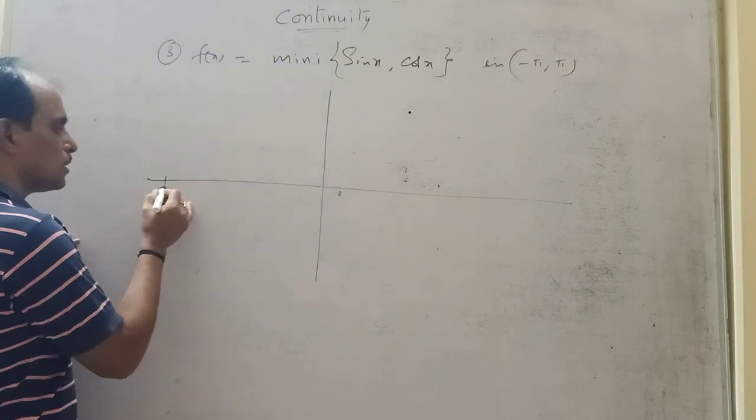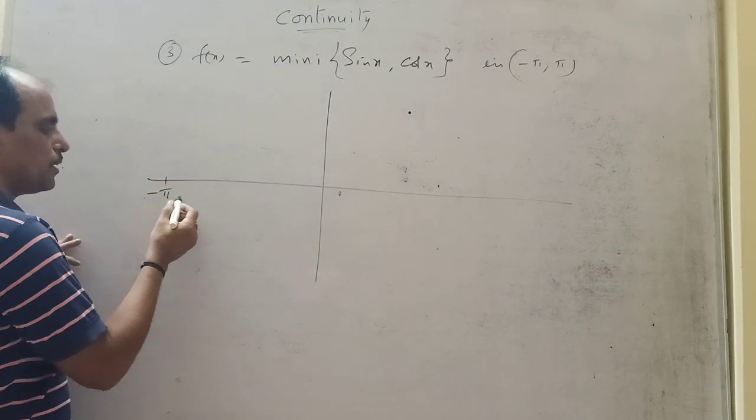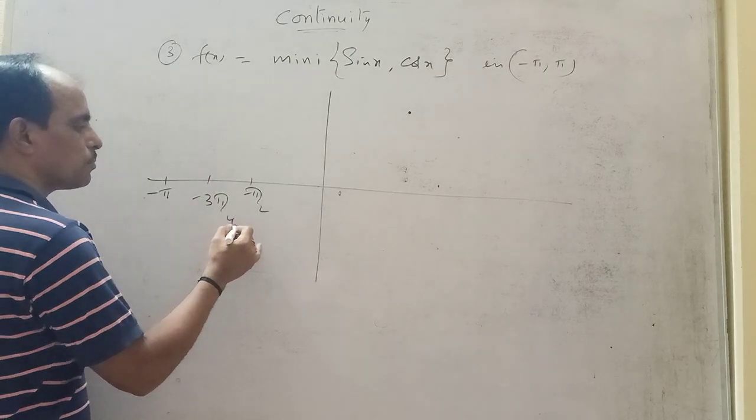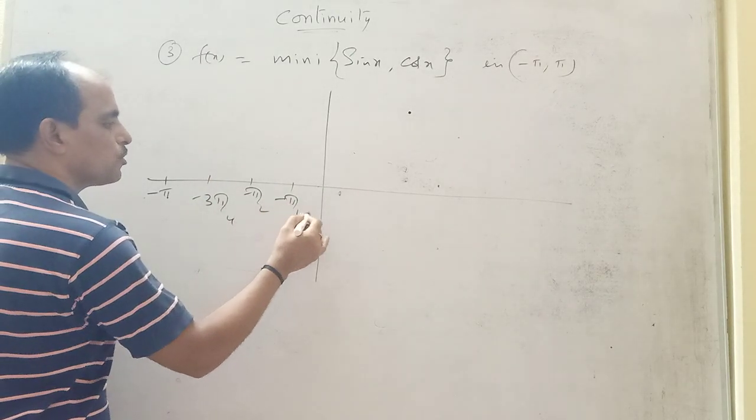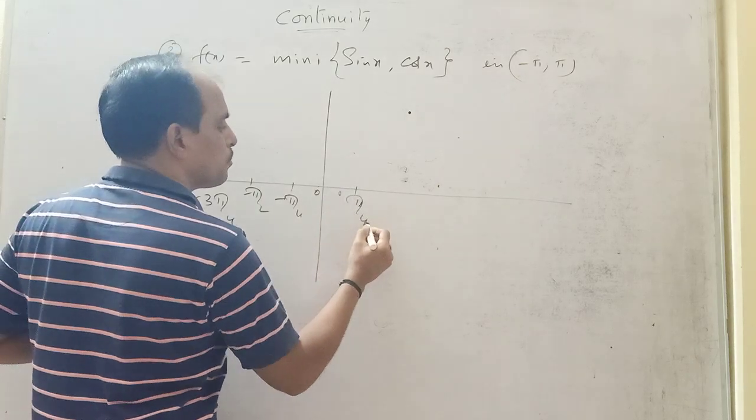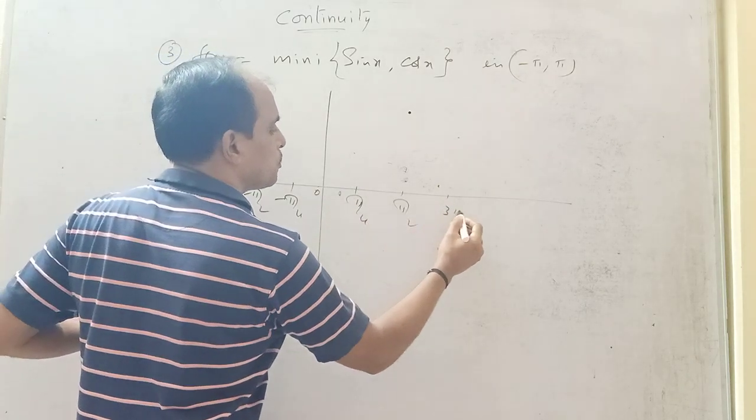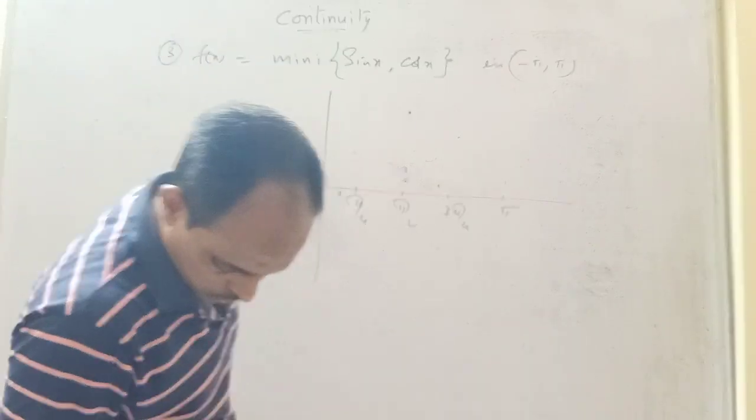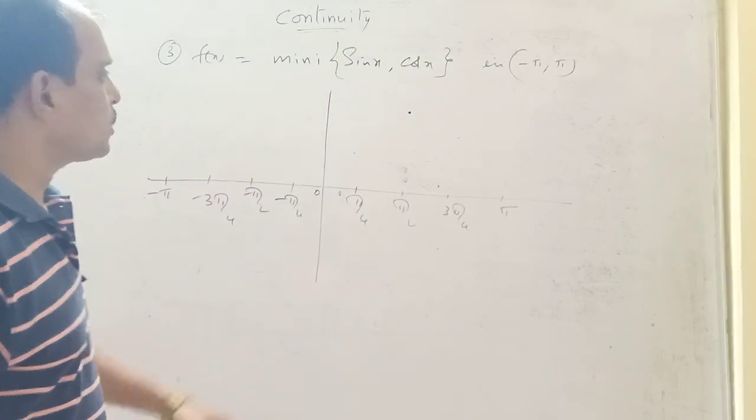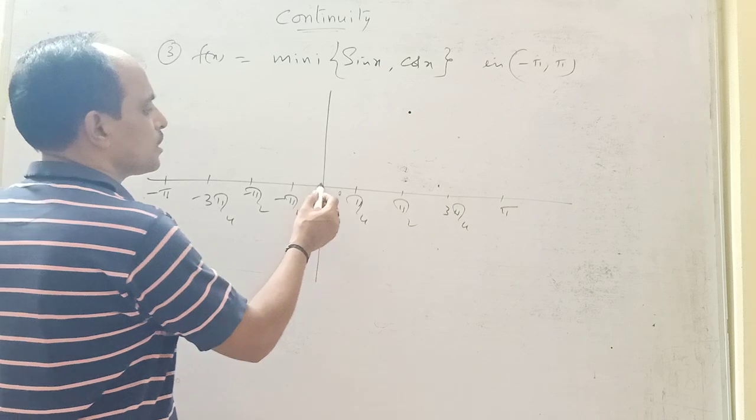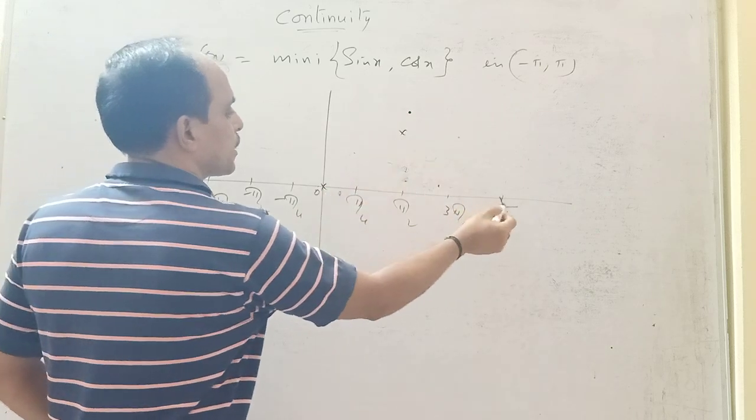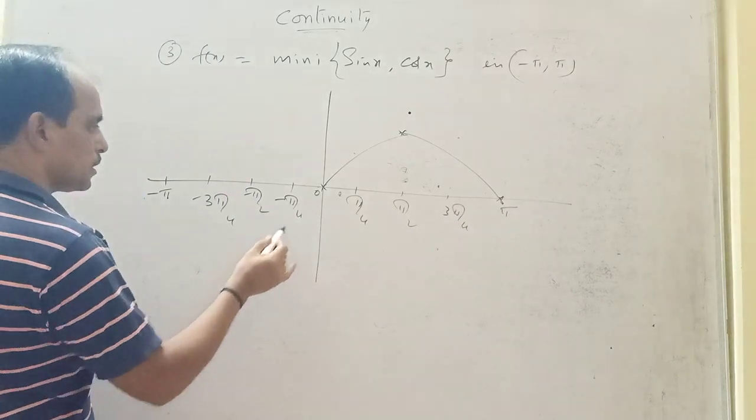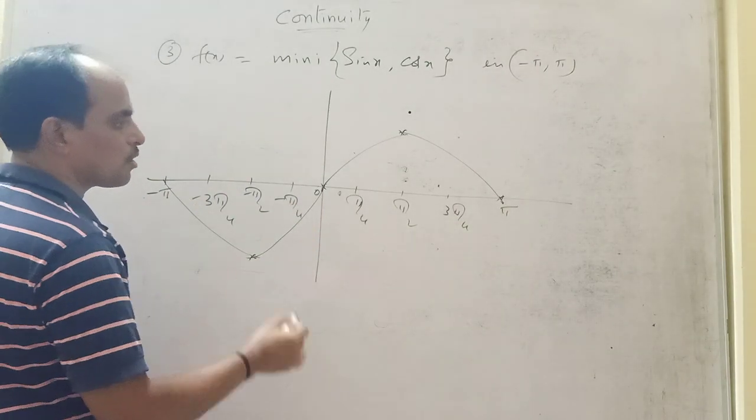You see, this is minus pi and minus pi by 2. In between them we have minus 3 pi by 4 and minus pi by 4. Then it is 0, pi by 4, pi by 2, 3 pi by 4, and pi. Now see the graph of first sin x. Everybody knows that the graph of sin x is like this. This is the graph of sin x.